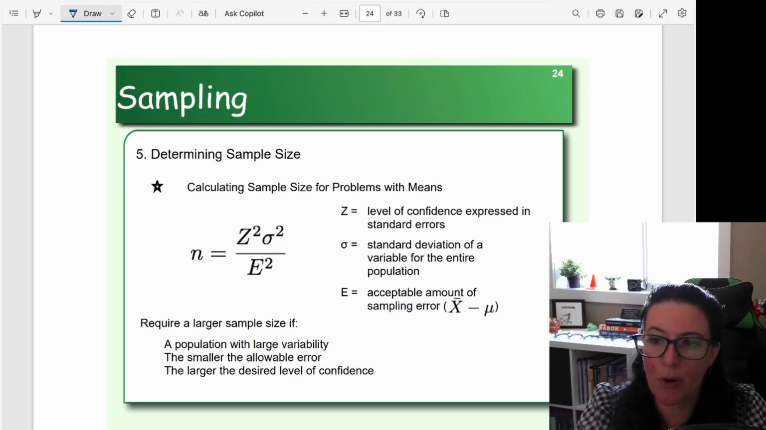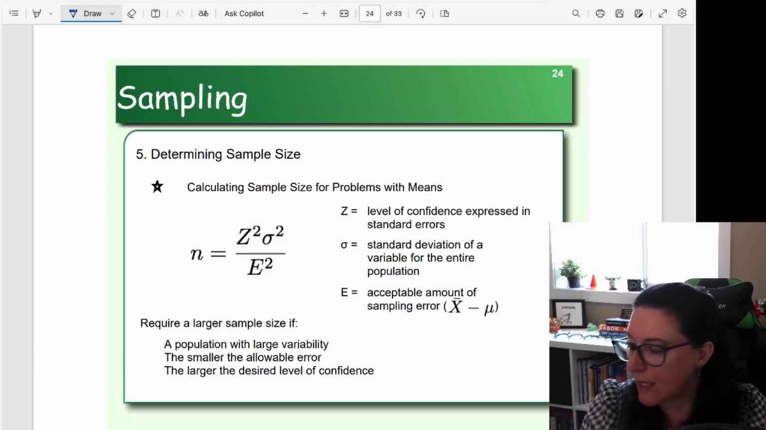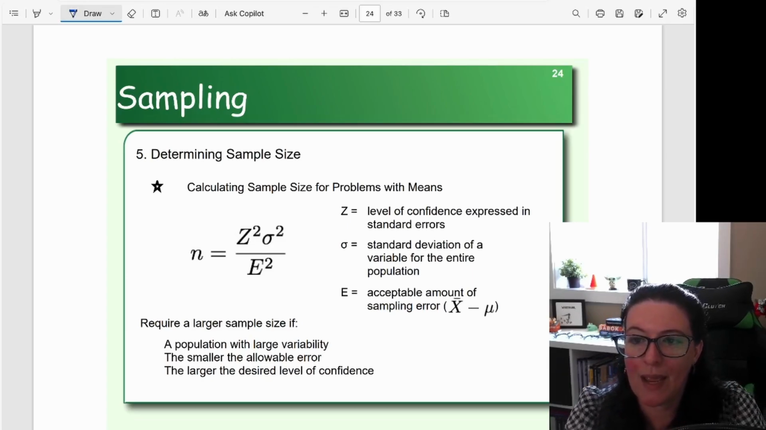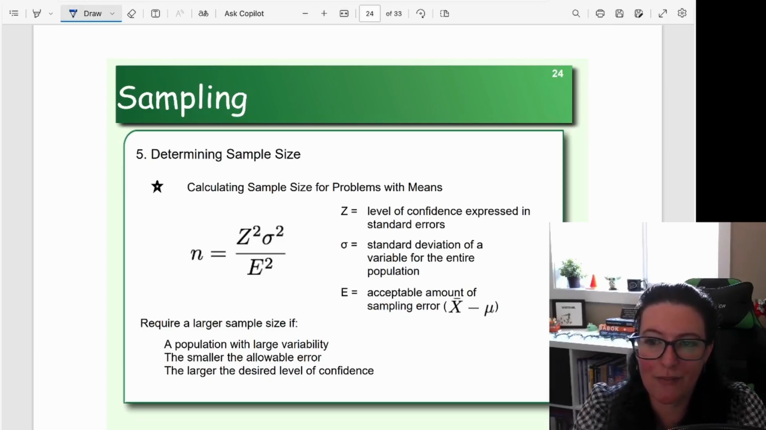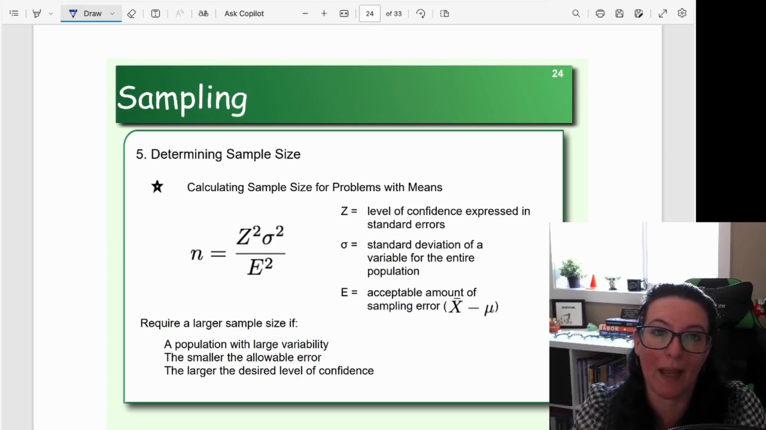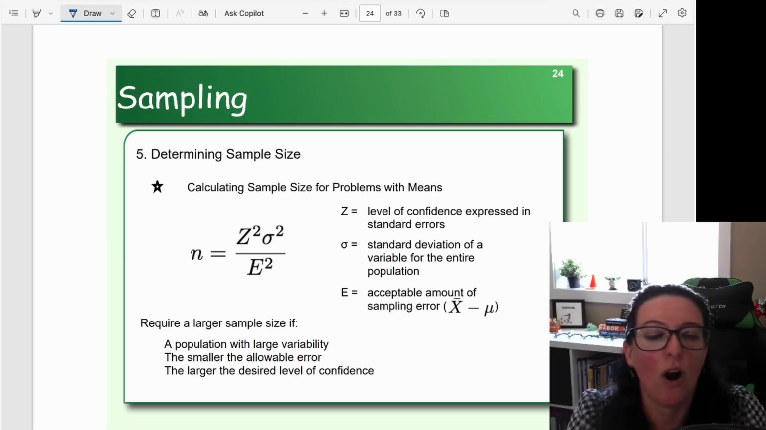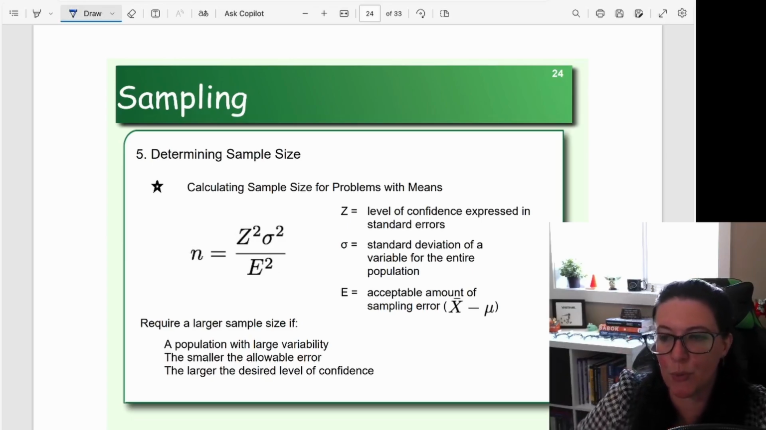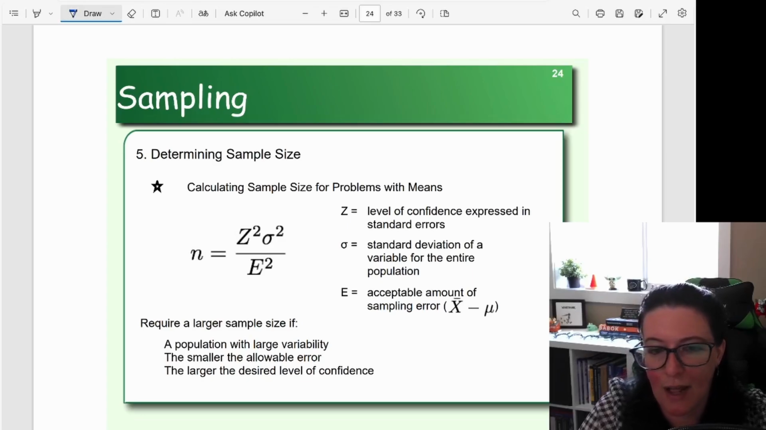To figure out the appropriate sample size, we're going to need a couple of different things. We are going to need a level of confidence. We're going to need a standard deviation for that variable for the entire population, and we're going to need an acceptable amount to define the acceptable amount of sampling error. That is, how far off are you able to be in that question and still be okay with it.